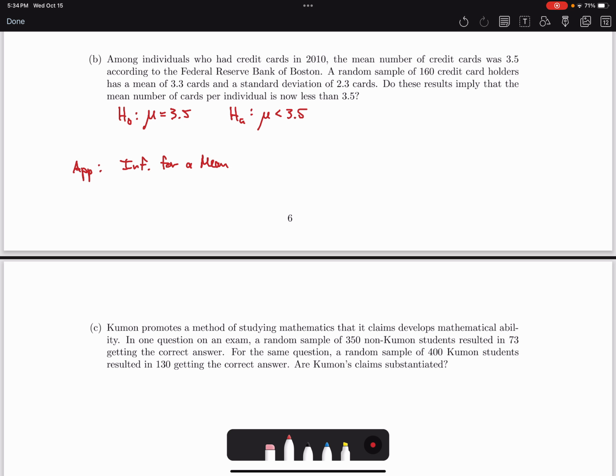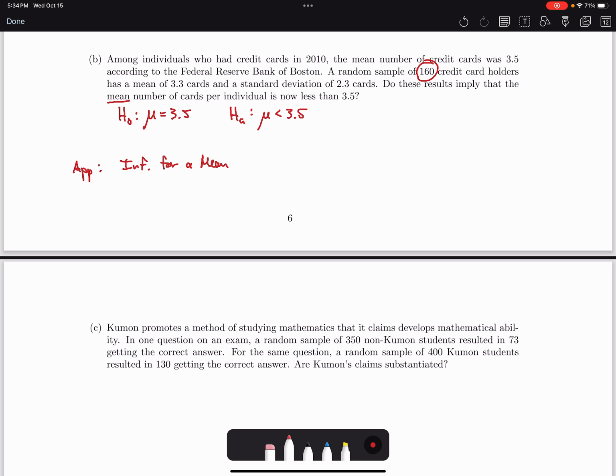Okay, these are the hypotheses that you should have here. I know that I'm testing a mean because in this case the problem just directly said it. Do these results imply that the mean is such and such? And by the way, I know that I'm only comparing one mean because I only have one sample, right? It was one sample of 160 credit card holders. So it's a one sample mean test, a one sample t-test.